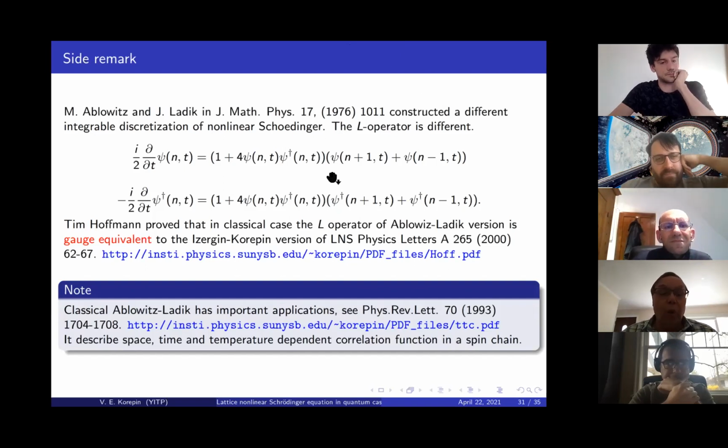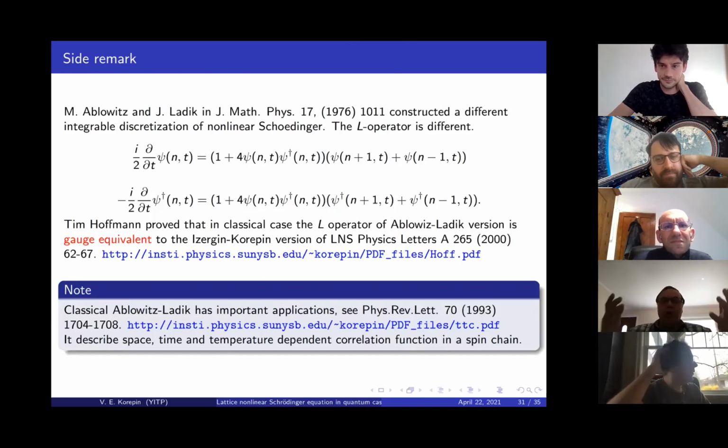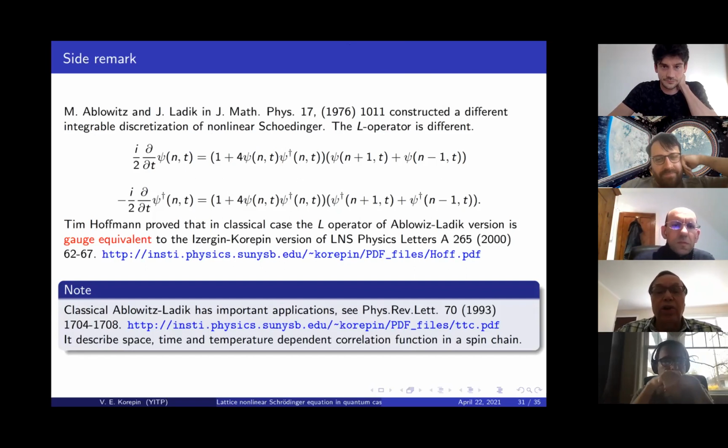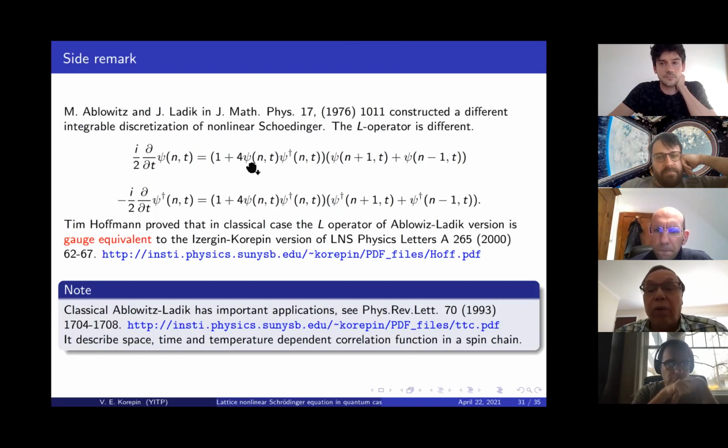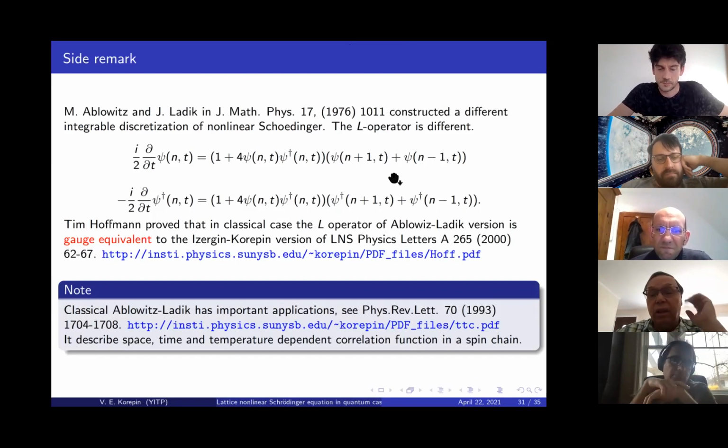Let's make remarks. My whole lecture is devoted to lattice nonlinear Schrödinger. There is another discretization of lattice nonlinear Schrödinger. The one which I described, I call the Izergin-Korepin version. There is another discretization, which is called Ablowitz-Ladik. Ablowitz is a famous American mathematician from the Midwest of the US. So Ablowitz-Ladik, they wrote it in, that's the classical case.